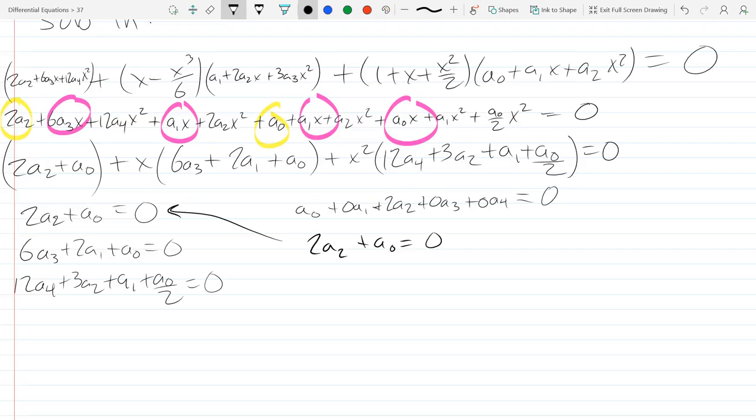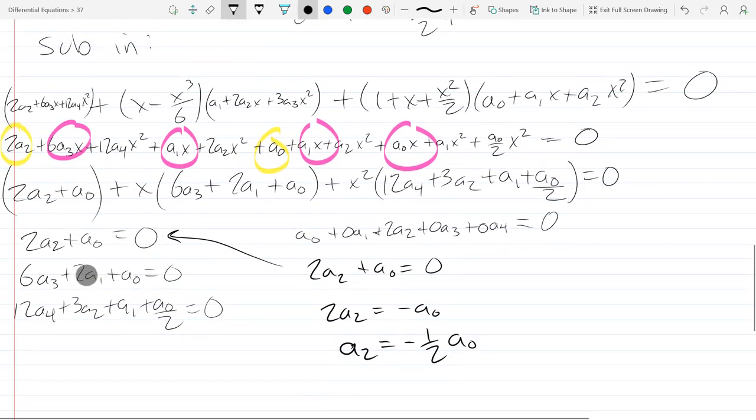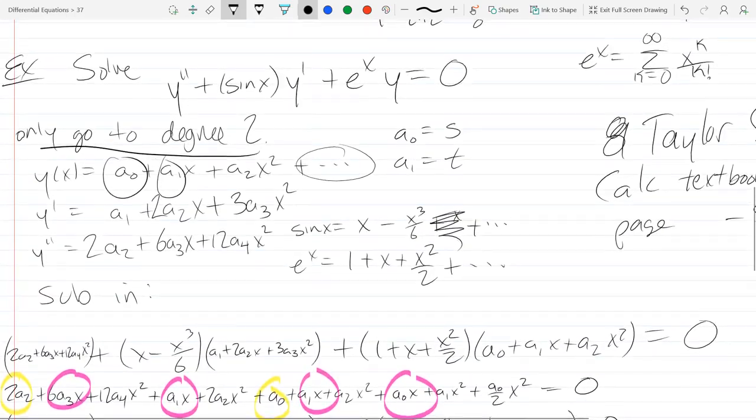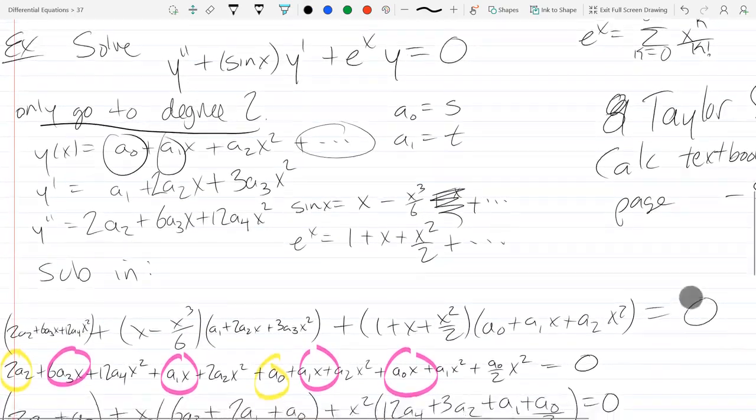So we'll just subtract. So we got 2a2 equals negative a0. a2 is negative 1/2 a0. And then we sub these in. Our y of x was a0 plus a1. We centered at 0 somewhere. We wrote that down.